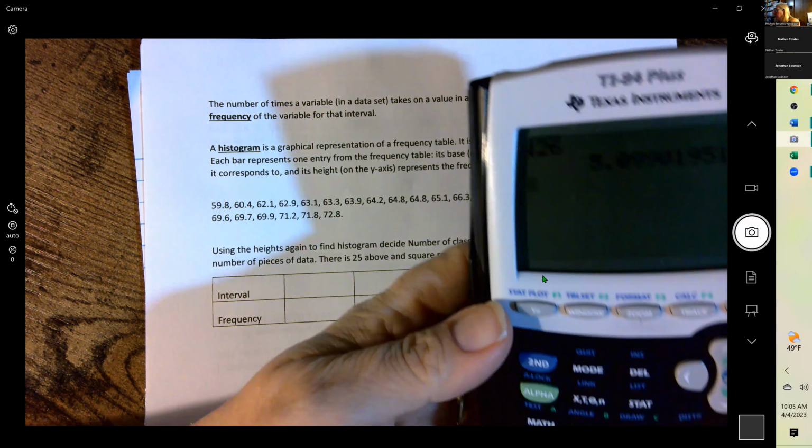Using the heights again, find a histogram. Decide the number of class intervals and take the square root of the number of data, which is what we did. Now to find out what you'll count by, it's the range divided by the number of classes that you want. In this case, it's 5. Remember, the range is the largest minus the smallest.